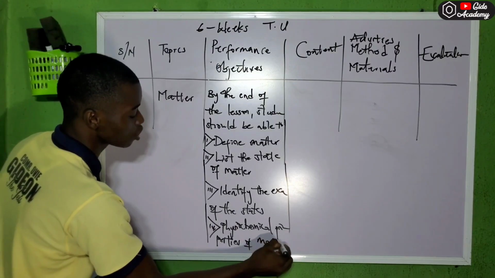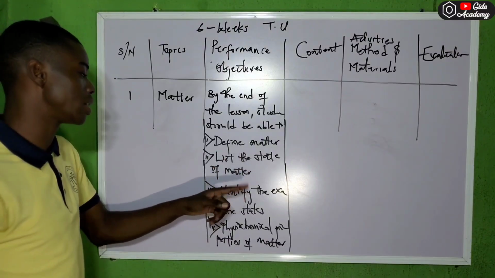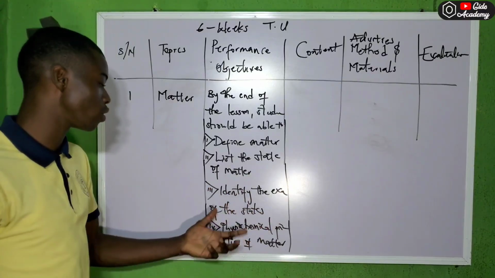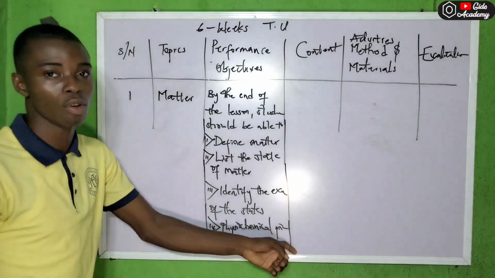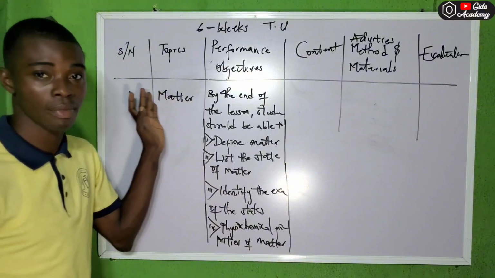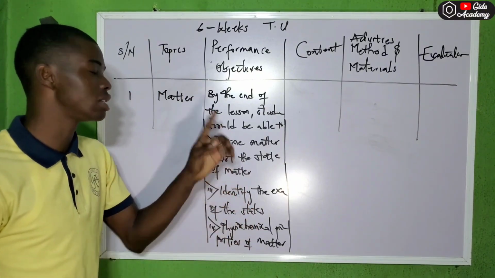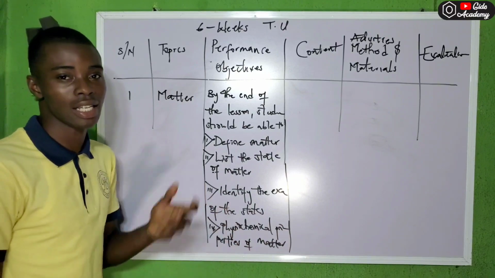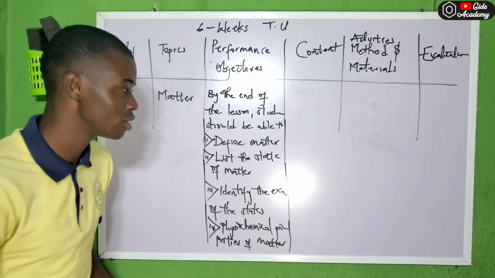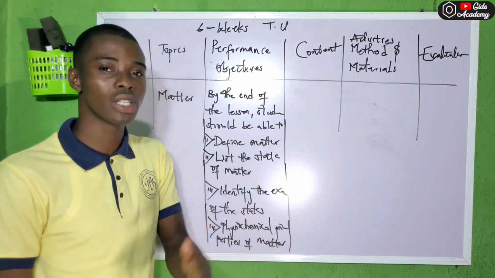Please, I'm just writing it like this, but the truth is that it should not be in this format. Define matter, list the states of matter. You should be specific: list three states of matter, identify five examples of each of the states, then list three physiochemical properties. It should be specific and measurable. I've already explained this in my other video. Whenever you write list the state of matter, that implies only one. So it should be list three states of matter. We have three, we have four, we have five. If you want them to list five states of matter, tell them, so that they will know what they are doing.